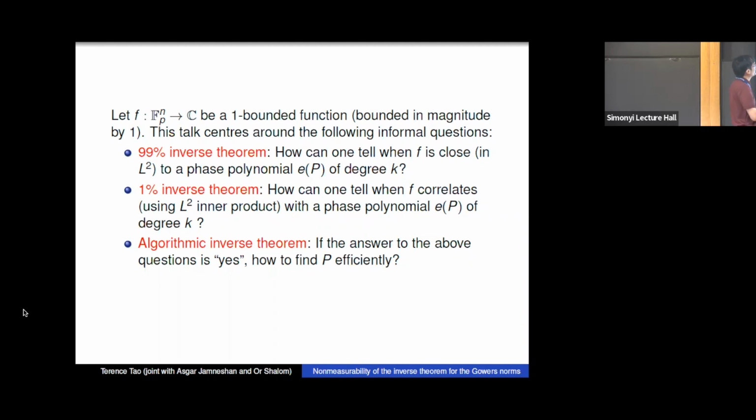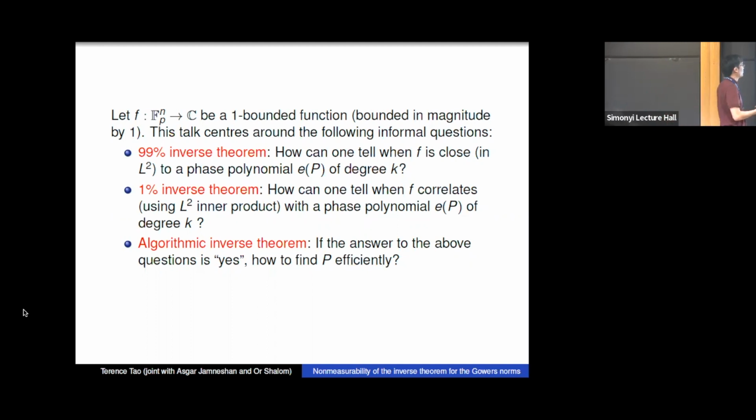The types of questions we're going to discuss here are what I will call a 99% inverse theorem and a 1% inverse theorem, for reasons I won't really explain. The 99% inverse theorem question is: if I have such a function, when is it close to a phase polynomial? Given an epsilon, can I check whether it's within epsilon of a phase polynomial, like when is it behaving like a phase polynomial 99% of the time? If I have a criterion for that, then I will call it a 99% inverse theorem.